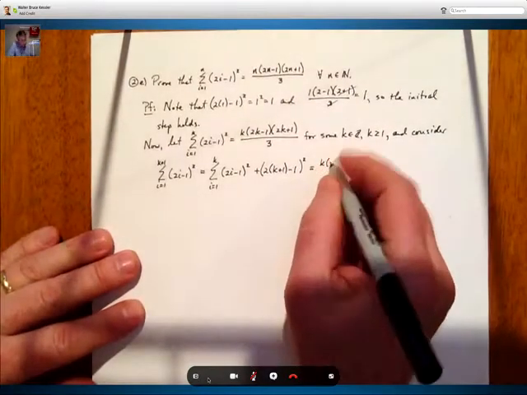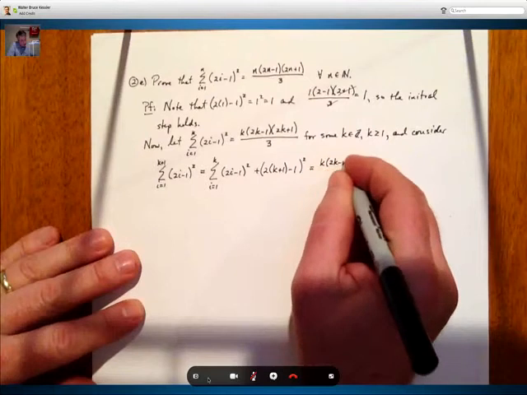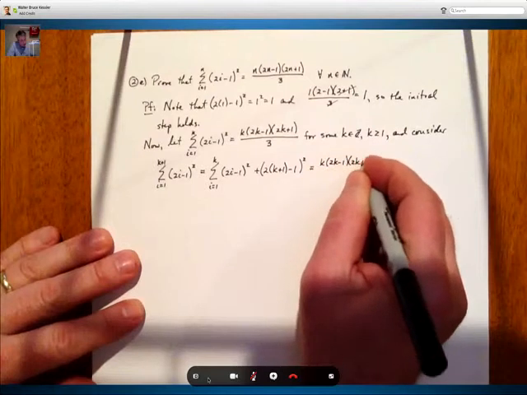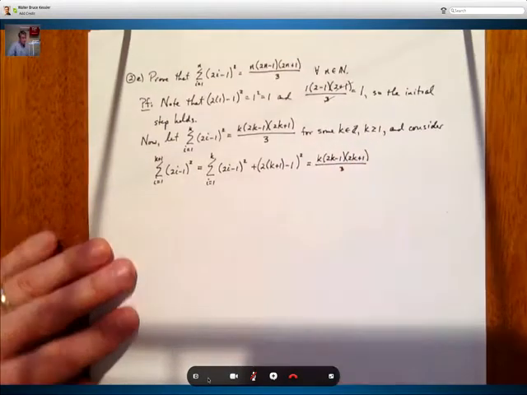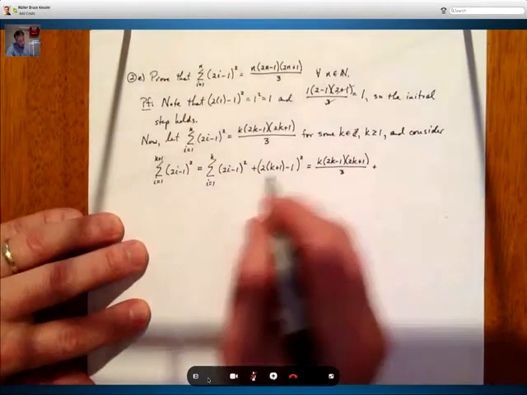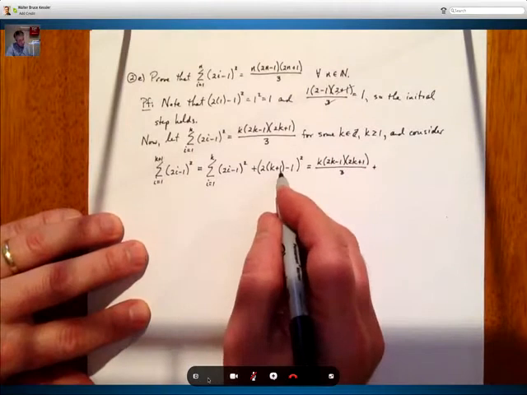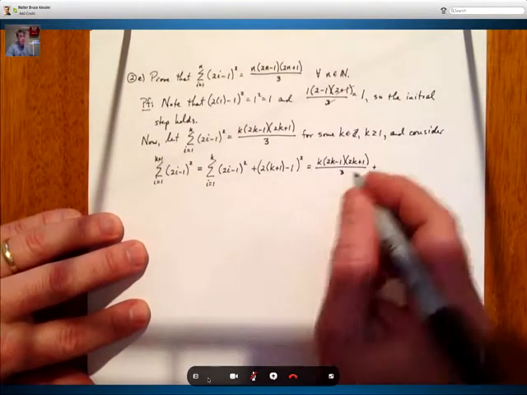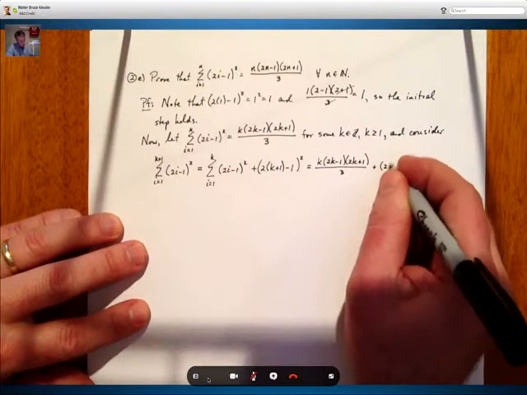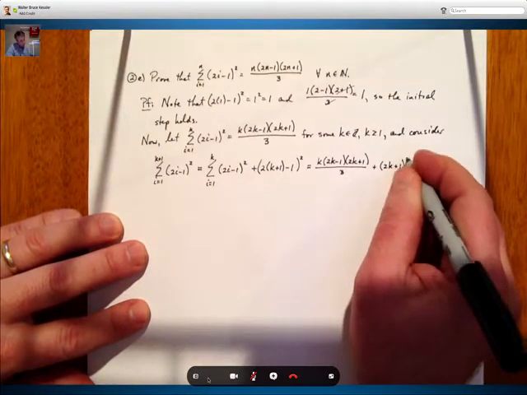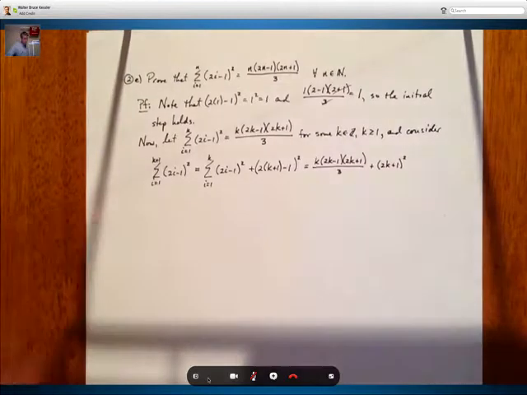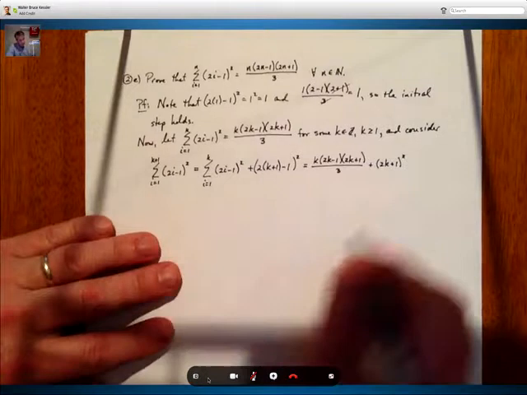So by our assumption, this would be k and then 2k minus 1 and then 2k plus 1 over 3, plus, and this would be 2k plus 2 minus 1. So 2k plus 1 squared. Okay.